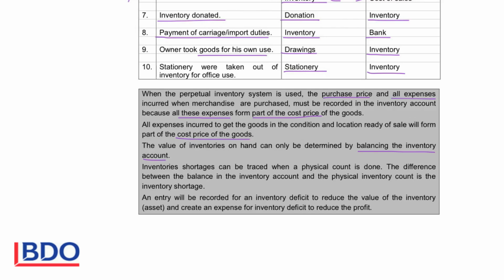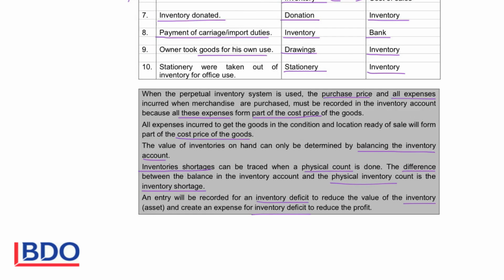Inventory shortages can be traced. If a physical count is done, you can take the physical count figure and look at the inventory account figure, and the difference between the balance in your inventory account and the physical inventory count will give you the inventory shortage. An entry will be recorded for this inventory deficit to reduce the value of the inventory and create an expense inventory deficit to reduce the profit.